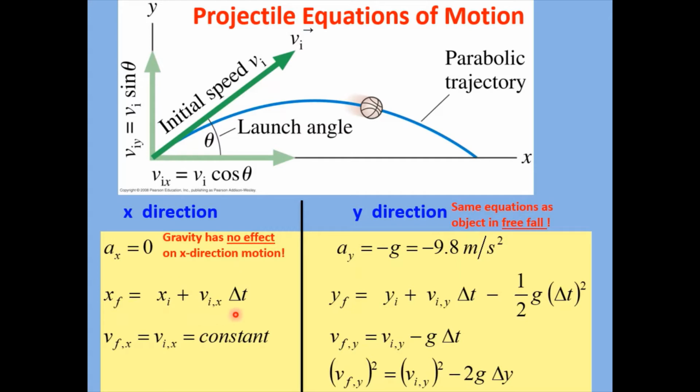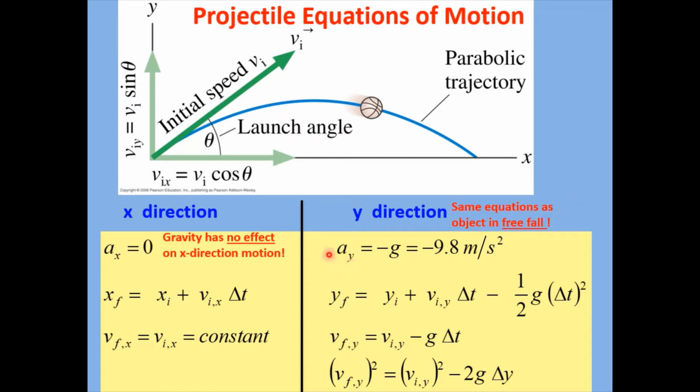To figure out the range, we're going to need to figure out the time. Now, how do we get the time? Well, that's where we're going to use the y direction equations of motion. So again, at first glance, this looks like a bunch of new equations for us, but it's not. These are the exact same equations as an object in free fall that we saw in the last chapter.